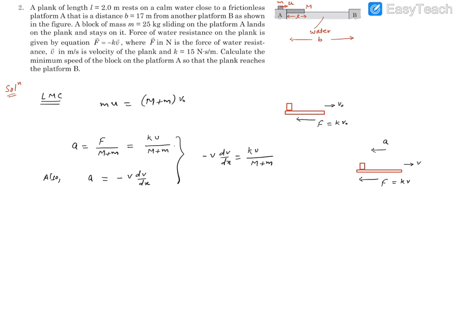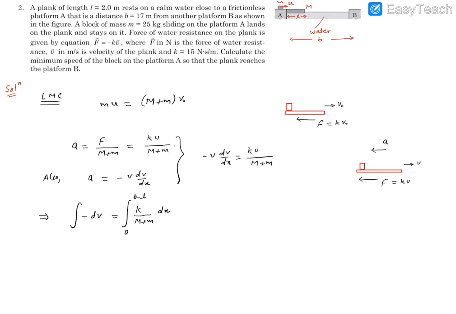Now if you carry on with this equation, you'll find v and v getting cancelled out, and it's minus dv is equal to k divided by capital M plus small m dx. Now k divided by capital M plus small m are constants, so we can integrate both sides. It's a differential equation. So let's apply the integration symbol. Now this entire system has to move from this location to this location, so how much is the displacement going to be? That's going to be b minus l. So it starts from 0 and goes up to b minus l.